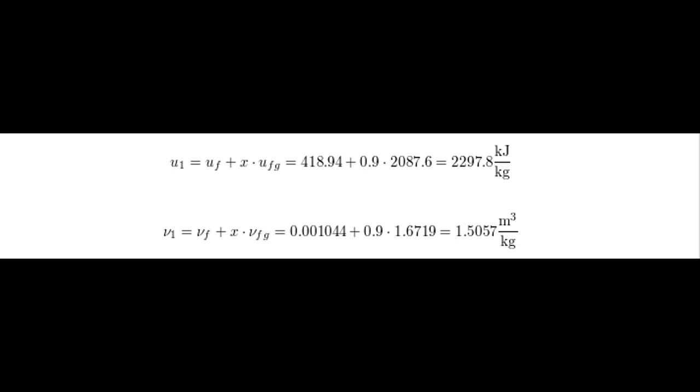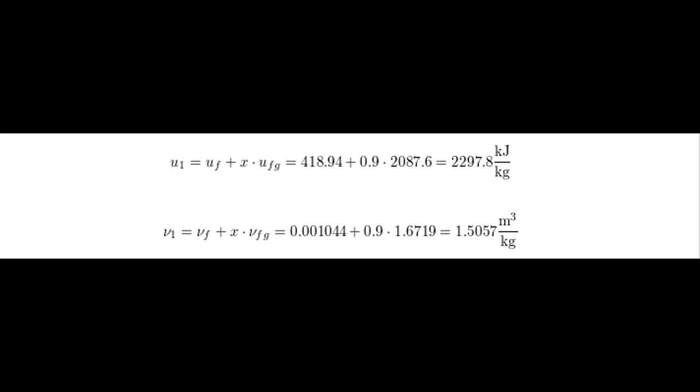This first formula is for the internal energy. U sub 1 is equal to U sub f plus x times U sub fg, equal to 418.94 plus 0.9 multiplied by 2087.6, equal to 2297.8 kilojoules per kilogram.